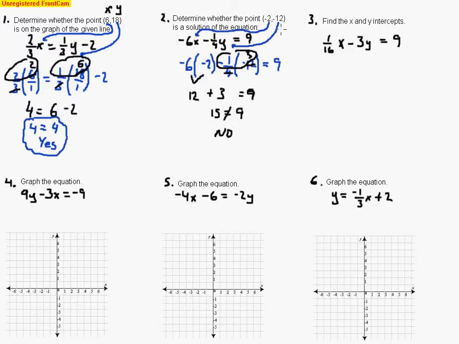So again, what I'm looking for on that test is the substitution. Make sure you substitute those numbers into the variables and then do the work. See what you get. So again, I'm looking for that substitution. That would be the answer for that problem.